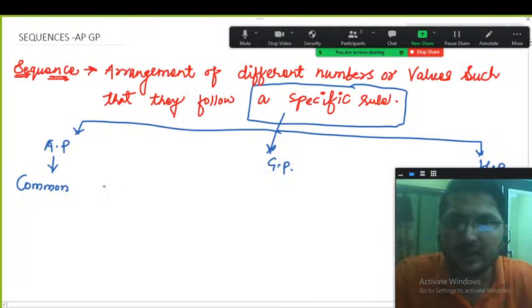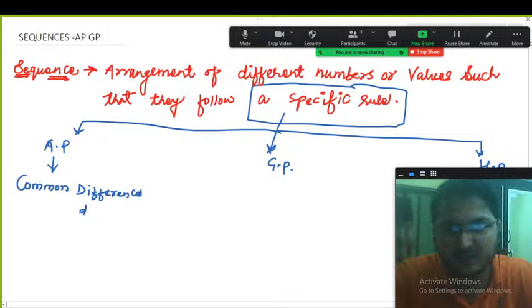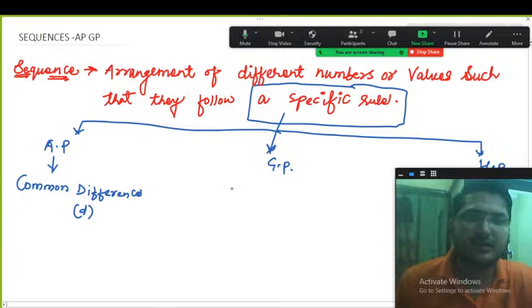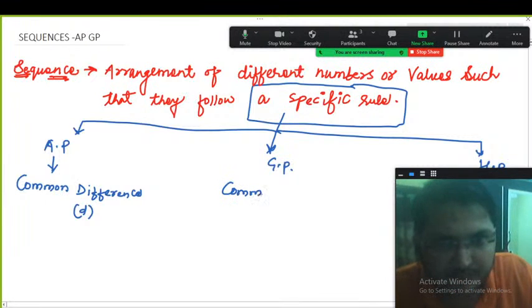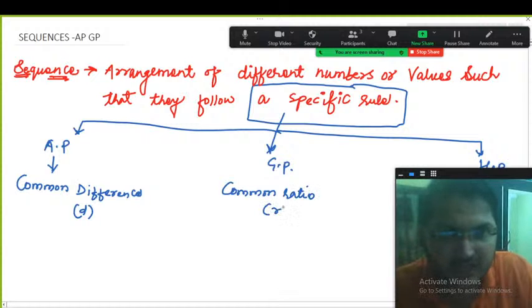That common rule may be common difference, that we represent using D. That common rule may be common ratio, that we represent using R.